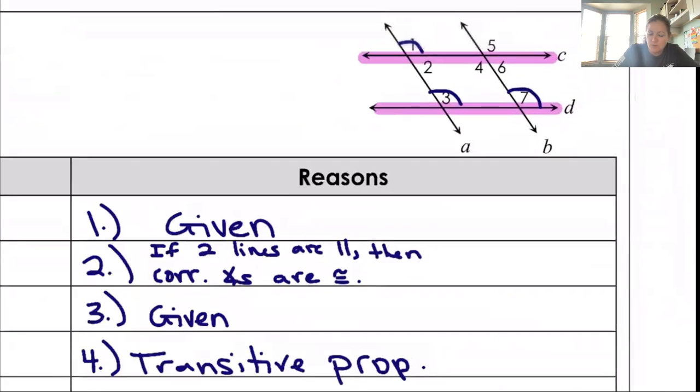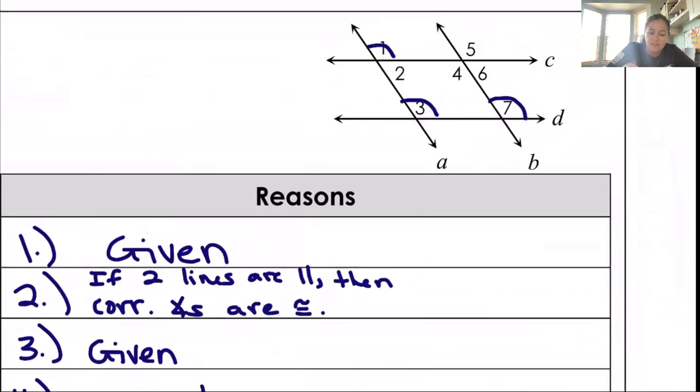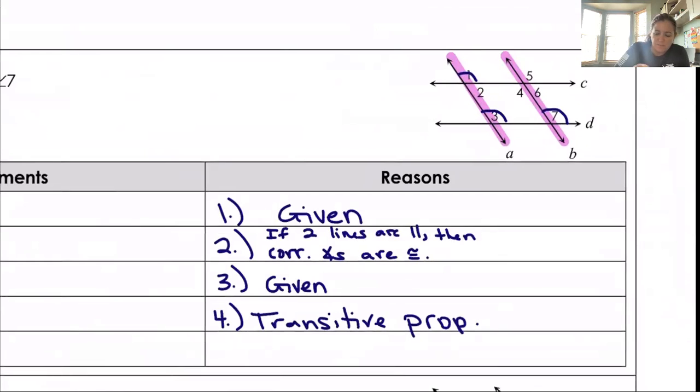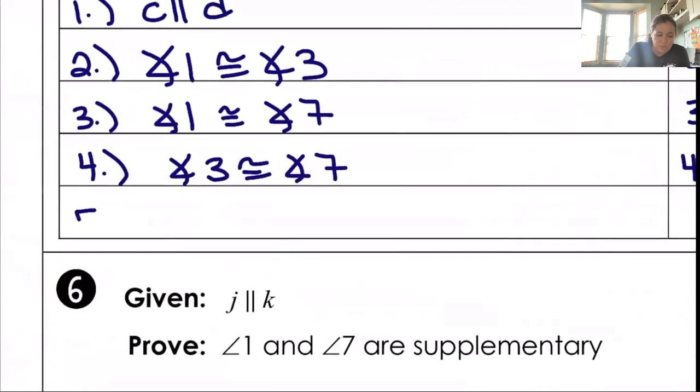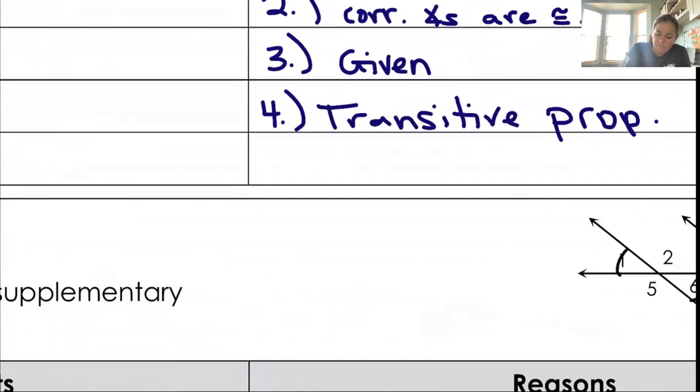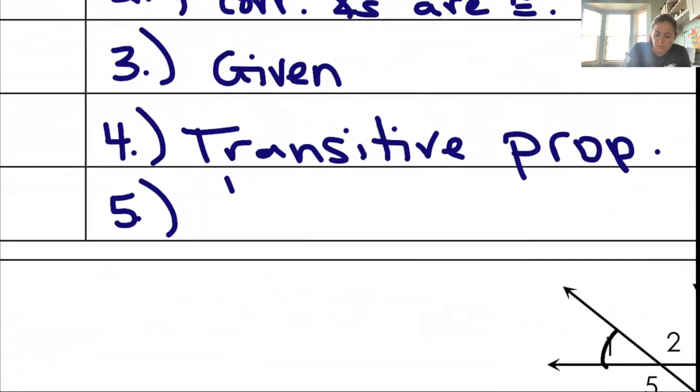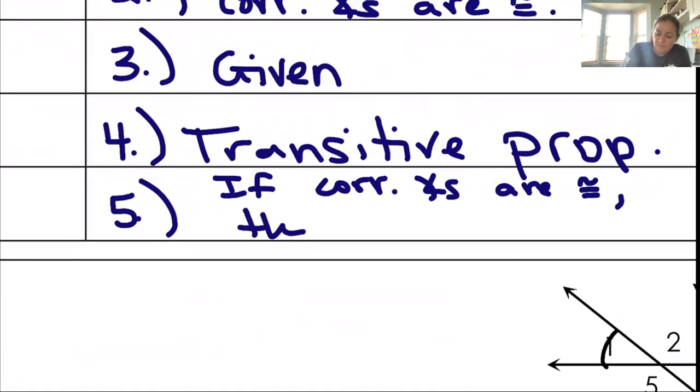And then if 3 is congruent to 7, let me erase my highlights there. If 3 is congruent to 7, 3 is along line A and 7 is along line B. So now I can say that since 3 and 7 are corresponding angles and they're congruent, then A is parallel to B, which is step number 5 here. So if corresponding angles are congruent, then the lines are parallel.